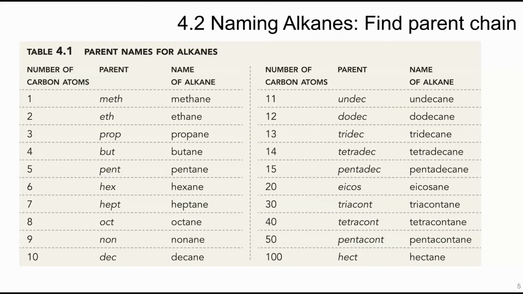After you find the parent chain, you want to match it up with its parent name or the prefix. So for 9 carbons, it would be non, and with a 9 carbon chain with no branches would be nonane. We have methane, ethane, propane, butane, pentane, hexane, heptane, octane, nonane, decane. So you will be responsible for knowing 1 through 10. There's not very many occasions in which you come across pentacontane, which is 50 carbons, or hectane, which is 100 carbons. If you can remember prefixes for 1 through 10, you should be okay for this class.